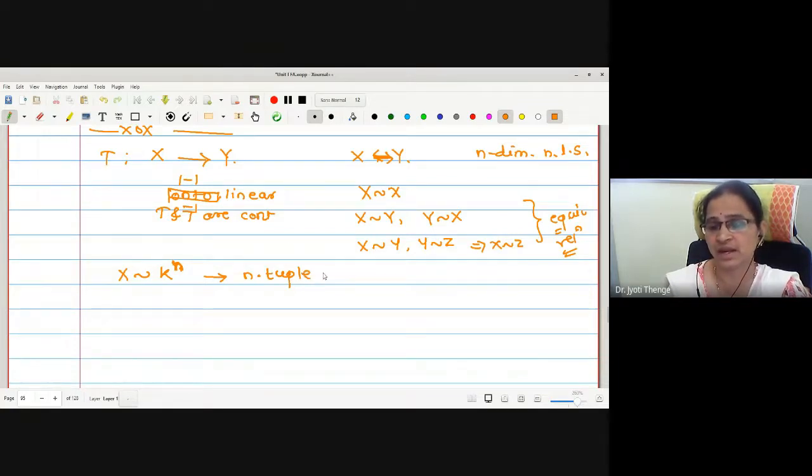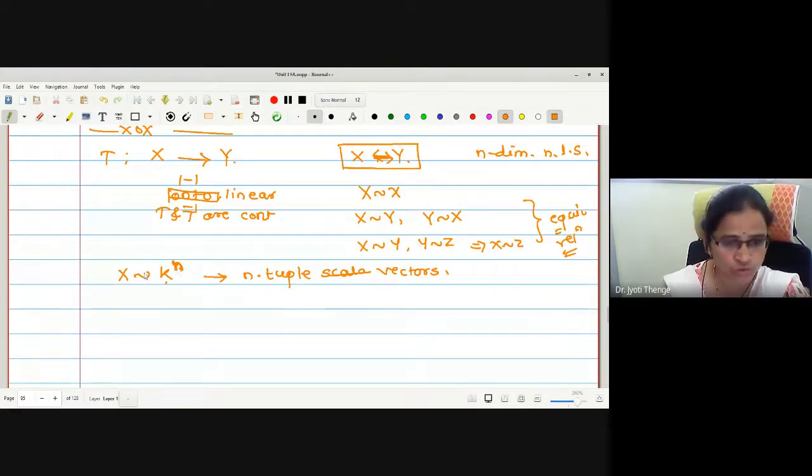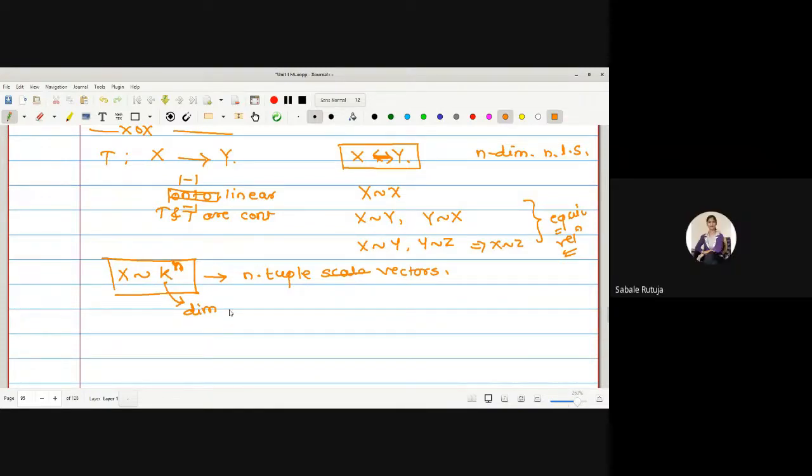The elements in this are n-tuple scalar, n-tuple vectors. Therefore, what is the aim? Instead of showing x is topologically isomorphic with y, we were going to show that any n-dimensional space is topologically isomorphic with Kn. What do you think the dimension of Kn will be? Yes, it is n.